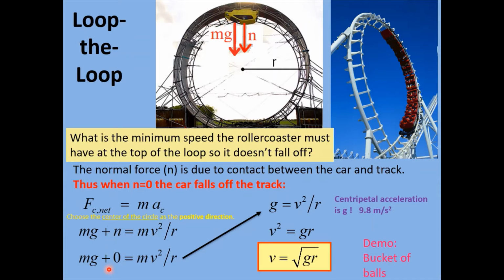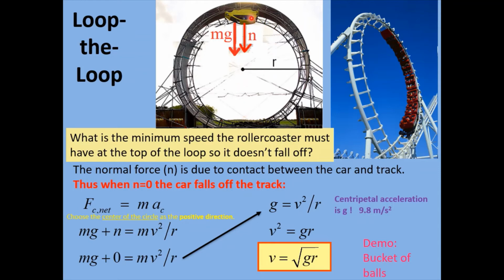To find this minimum speed, we set the normal force to 0. So we just cancel it off here. We've got mg equals m v squared over r. Notice on both sides of the equation there is an m, so we can cancel those m's, and we see something very interesting. We see that g, the acceleration due to gravity, is equal to v squared over r. But remember, v squared over r is the definition of centripetal acceleration. So our centripetal acceleration at the minimum speed required is equal to that of gravity, 9.8 meters per second squared.